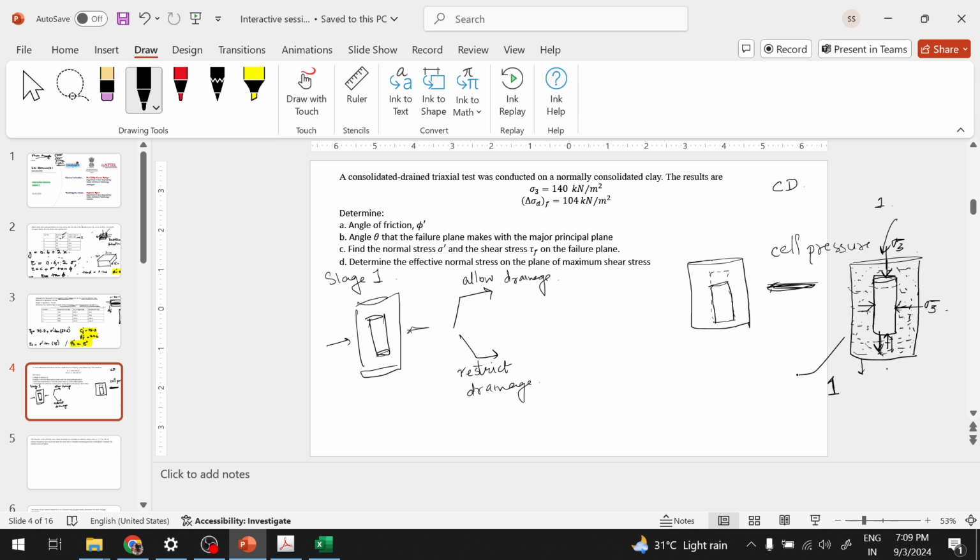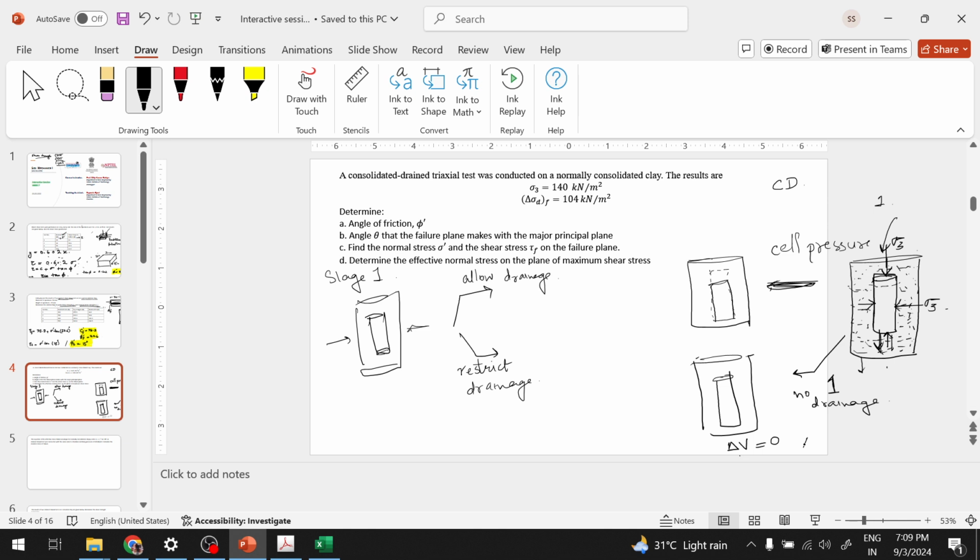And if I don't allow drainage, the water is not allowed to move out. So the volume will not change, but there will be excess pore water pressure development. Delta V is equivalent to 0, but delta U excess is not 0. In the drained case, delta V, the change in volume, is not 0, but there is no development of excess pore water pressure.